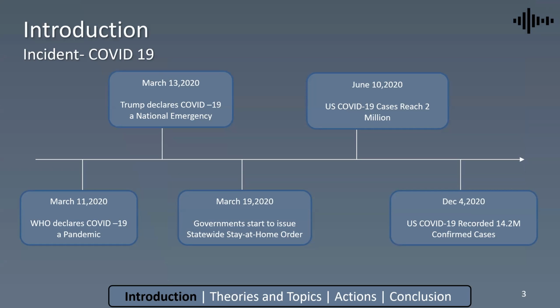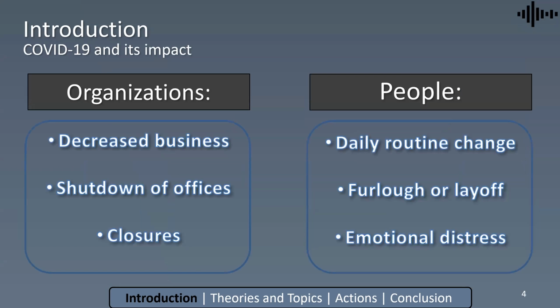Here is the timeline of the most critical events related to the virus in the US specifically. COVID-19 has a huge impact on both organizations and people. For example, many businesses are operating at reduced capacity. Many organizations are transitioning to a work from home format. Also, many companies are going out of business. Some big companies like Lord & Taylor and JCPenney went bankrupt.